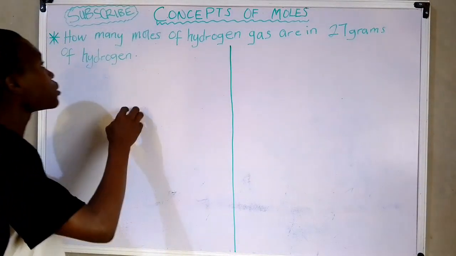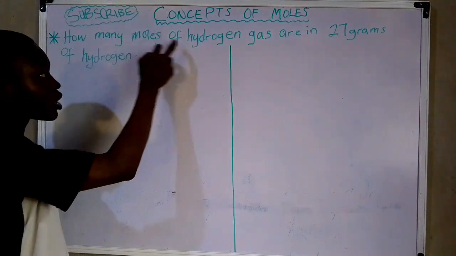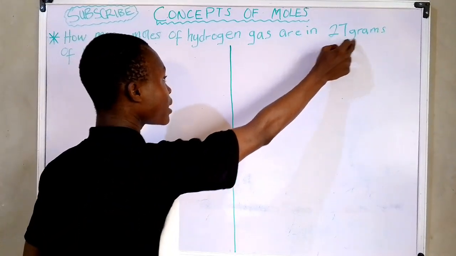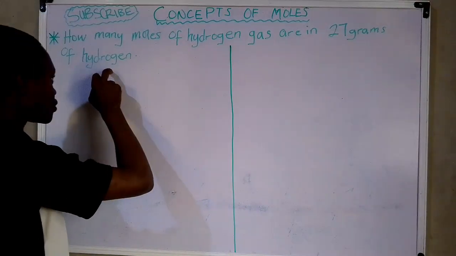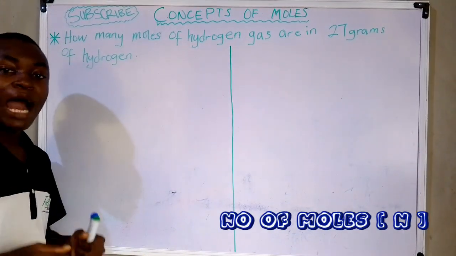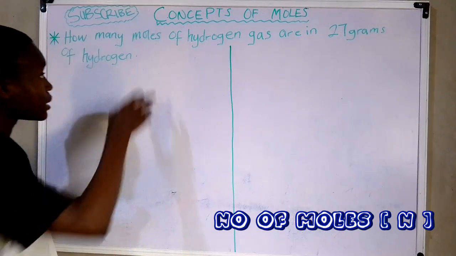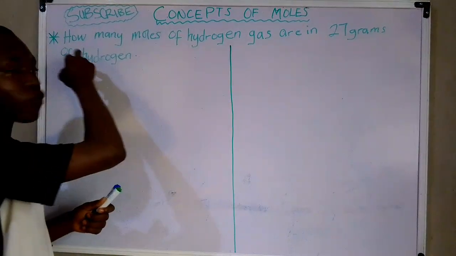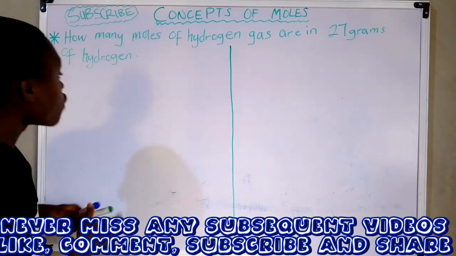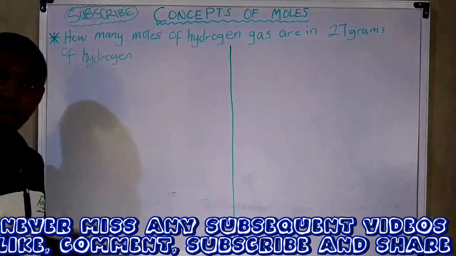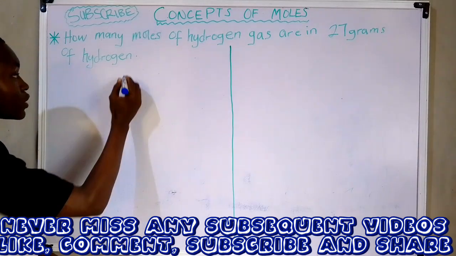Now we have: how many moles of hydrogen gas are in 27 grams of hydrogen? We are asked to calculate the number of moles of hydrogen gas in 27 grams of hydrogen. For solving the number of moles, we have different formulas.